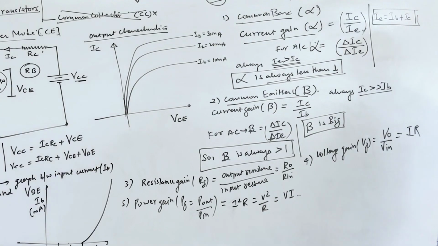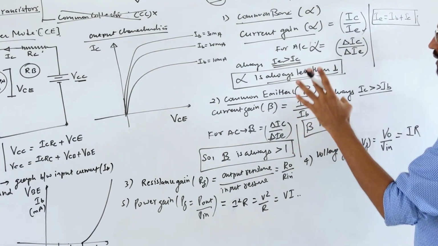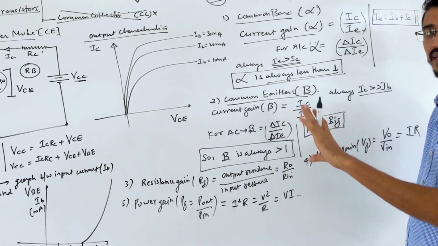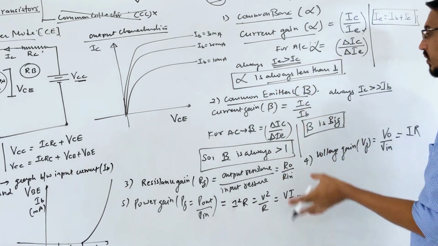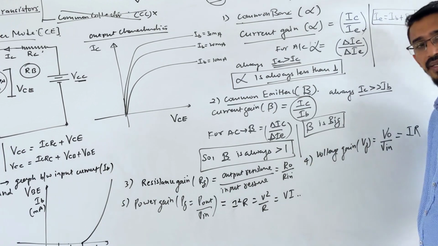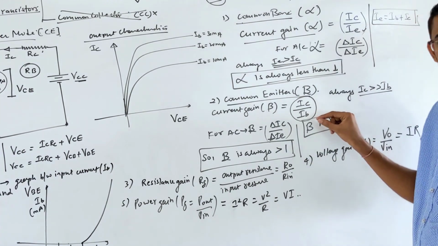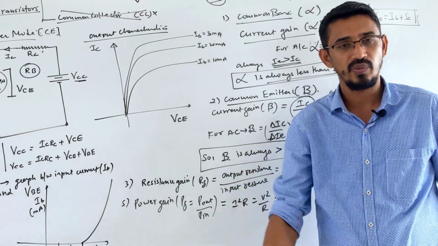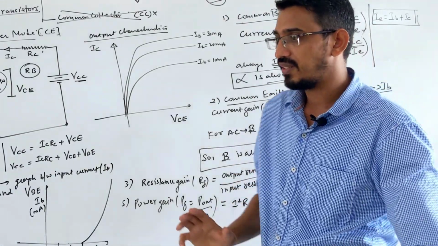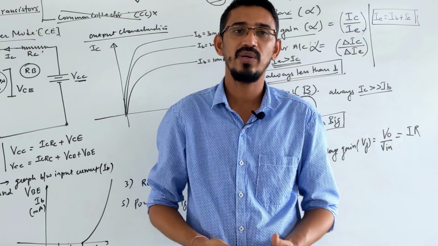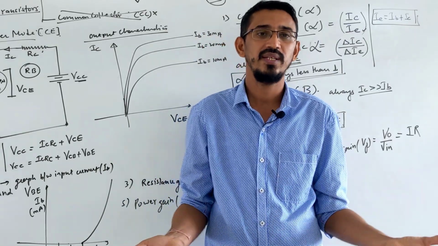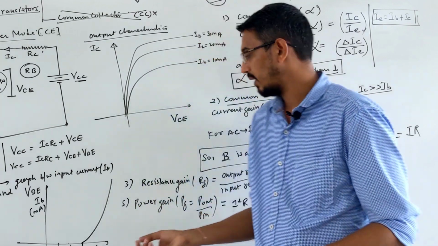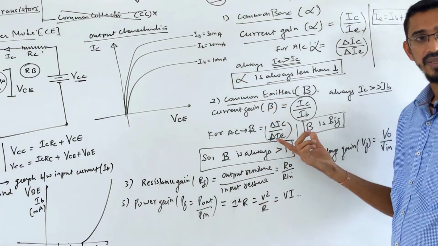When you talk about common emitter mode, we call the current gain beta. Beta is big, more than 1, because the formula is IC by IB, and IB is very small compared to IC. IC is big, so big by small means the answer is always more than 1. Sometimes the configuration name is not given. If they say current gain is 6, which is more than 1, they are talking about beta, which means common emitter mode.